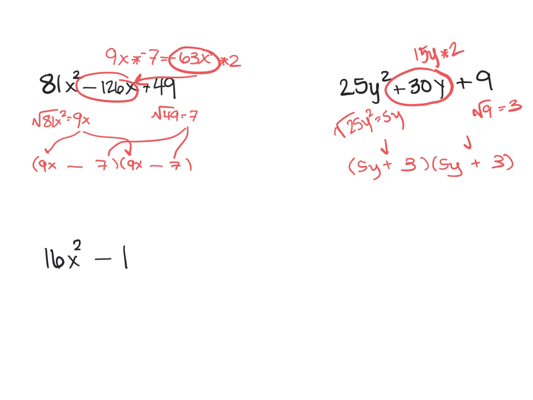Finally, if I take a look at this third example here, if we square root the 16x squared, we get 4x. If I square root the 1, I get 1. And so as a result, I know that my factored form is going to be 4x and 4x in the front, 1 and 1 in the back. Now what I have to decide is what's going on in the middle. Because there is nothing here, which really means that there's a 0x, it means we're going to have a positive and a negative version of something that cancel out. Because of that, we're going to have 1 positive and 1 negative.